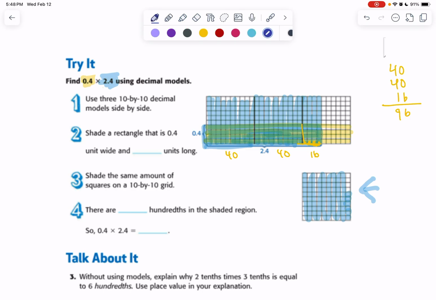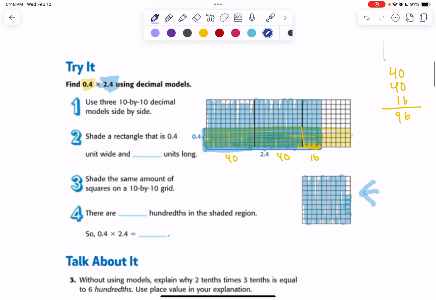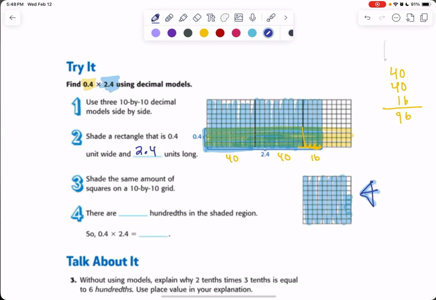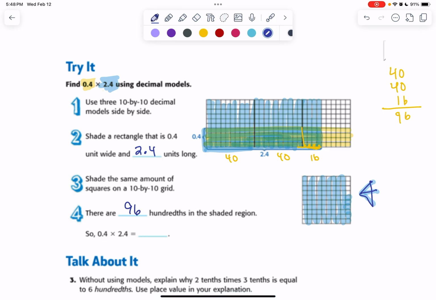Okay, so what have we got over here? Shade a rectangle that is 4/10 unit wide and 2 4/10 units long. Shade the same amount of squares on a 10 by 10 grid. That's what we did right here. So there are 96 hundredths in the shaded region. So 4/10 times 2 4/10 is 96 hundredths. And we can put a 0 here if we want, indicating that there are no whole numbers in our product.